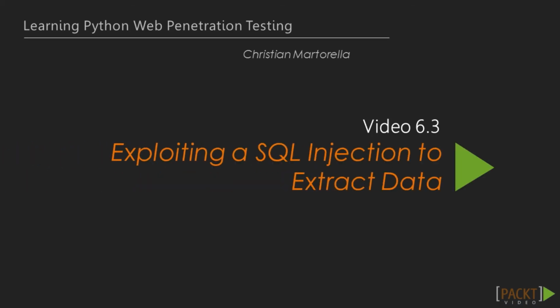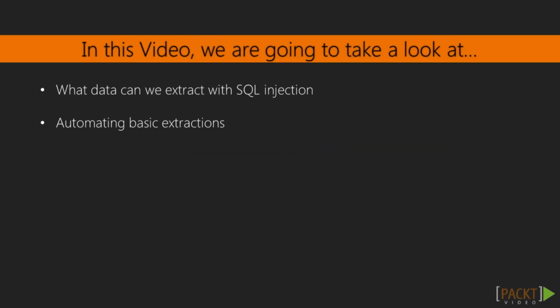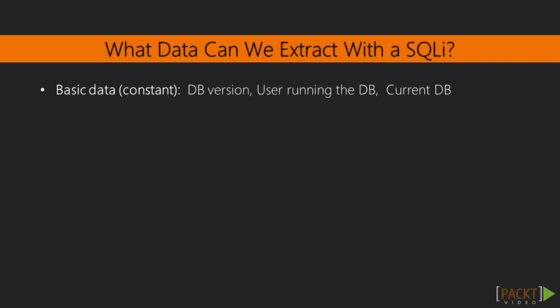Hi, and welcome to video 6.3. In this video, we're going to learn how to exploit SQL injections and how to automate this in Python. In the previous video, we have learned to create a script that will help us to detect SQL injections in web applications. In this video, we're going to learn what kind of data we can extract with an SQL injection. And then we're going to automate some of these techniques, like automating basic data extractions in our SQL injector script from the previous video.